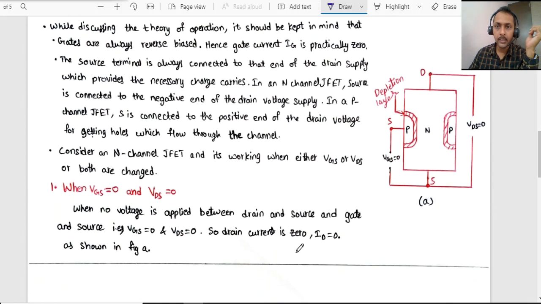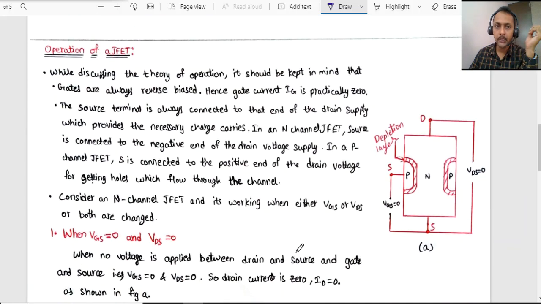Now what could be the operation? Here the gate will always be reverse biased. If you recollect the diode, if you have an anode and cathode, to make it forward biased, what are we doing? The anode is connected to the positive terminal, and the cathode is connected to the negative terminal. So this leads to the forward biased state.